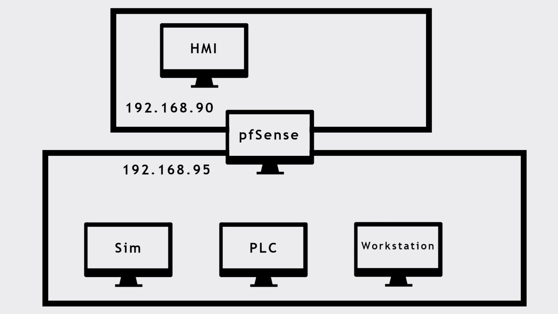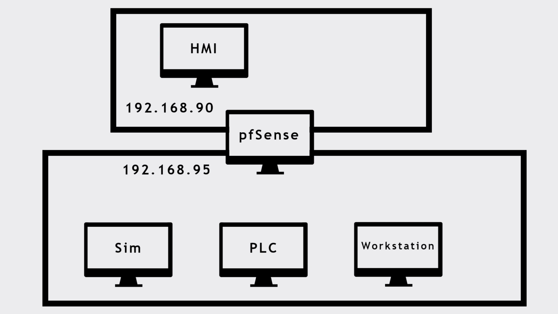So we have our HMI, which also happens to function as a historian, in a different subnet than the rest of the components of our ICS. And this subnet is separated from the other subnet via our PFSense router firewall. The subnet that contains the HMI is what we call a demilitarized zone, or DMZ. Historians are often found in DMZs because they need to collect data from the ICS or the OT network, but they also need to provide that data to the business network or the IT network.